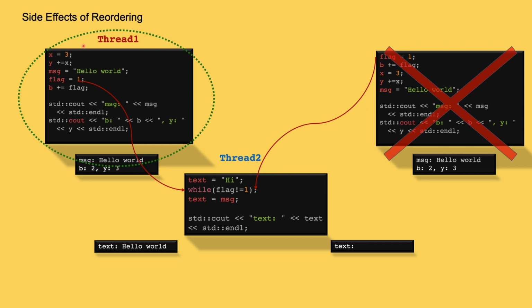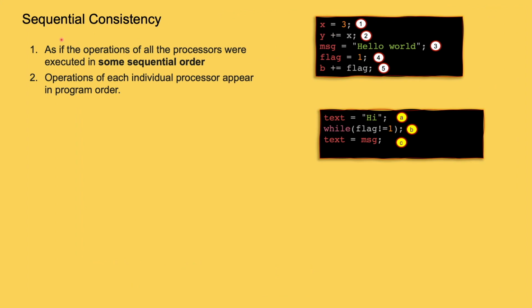Before getting into details, let's talk about some relationships that are defined in multi-thread or multi-processor environments. The one famous relationship that's defined is called sequential consistency.